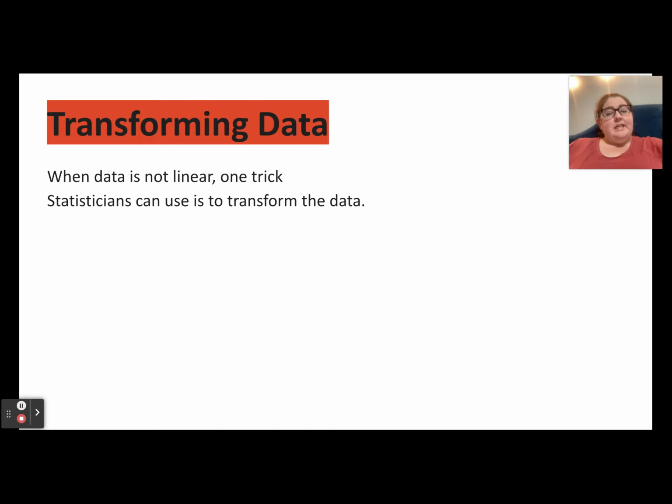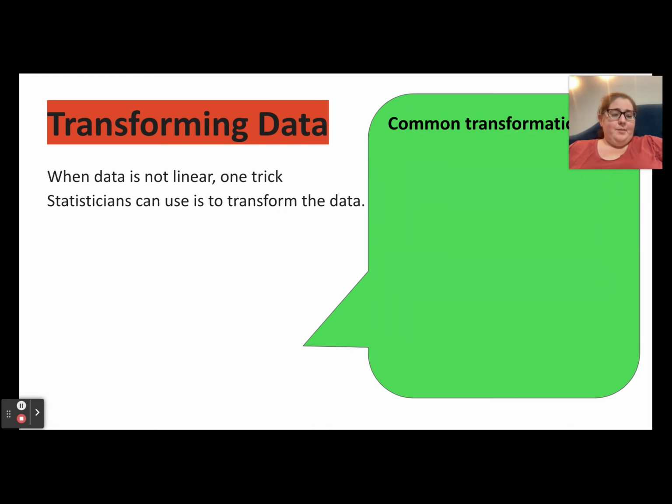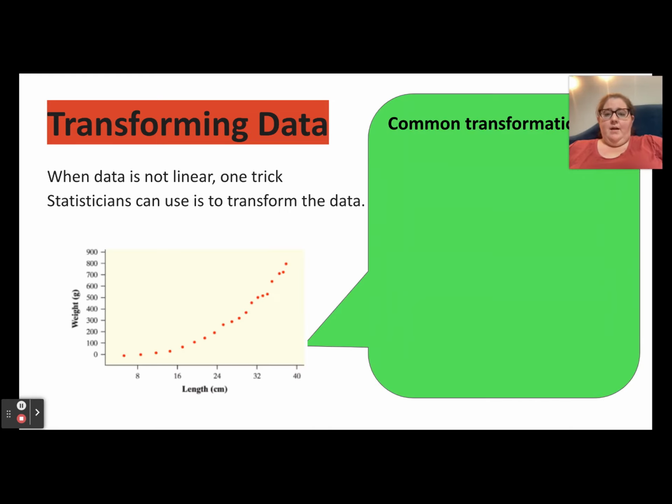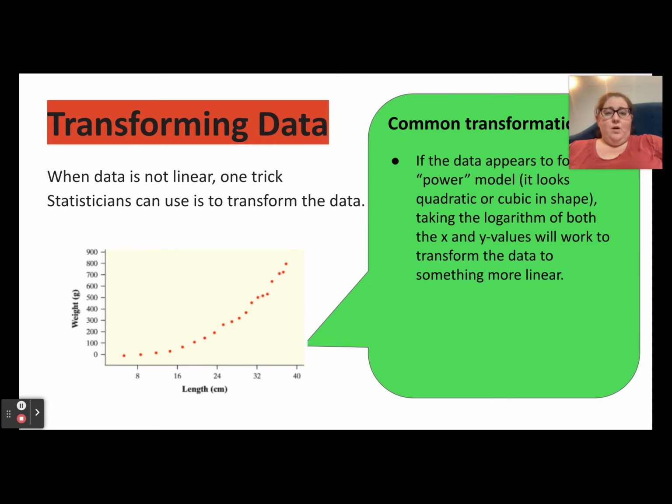So when data is not linear, one trick statisticians use is to transform the data. Some common transformations, I'll just show you this real quick. This is data that I would say maybe looks quadratic or possibly even cubic. So when we have data that works with what we call a power model, so it looks quadratic or cubic or even quartic in shape, one trick that we have is to take the log of both the x values and the y values, and that tends to make the points a little bit more linear in shape and allows us to use a linear regression model to make predictions and that kind of stuff.